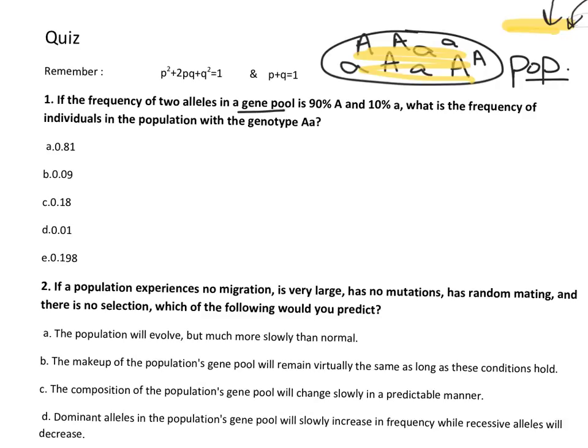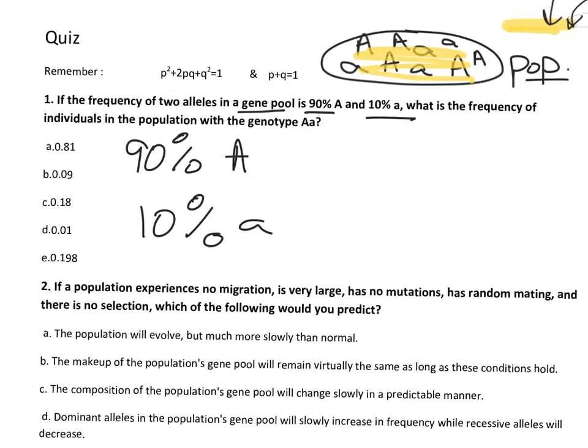You know what? I'm going to leave it there. I was going to delete it, but I'll leave it there. So you have a gene pool, and you have 90% big A, 10% little a. So let's go ahead and do it. 90% big A. What is that? What is big A? P. That's your dominant, right? If they put big A and little a, you know it's dominant recessive. And you have 10% little a. Are we good? All right.